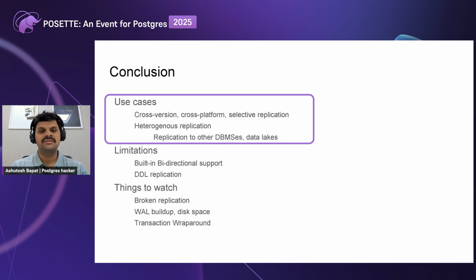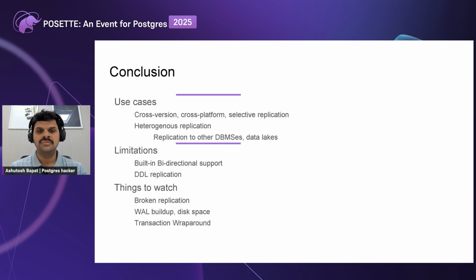Not only that, this mechanism can be used for heterogeneous replication. We can use it to pull data from PostgreSQL into a data lake, for example, or to some other DBMSs. And that continues to work by just using the origin and the WAL sender there, but building our own WAL receiver and apply mechanism depending upon the target.